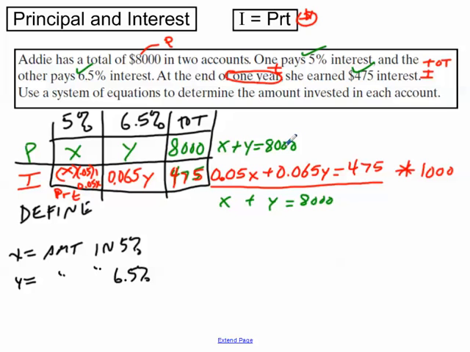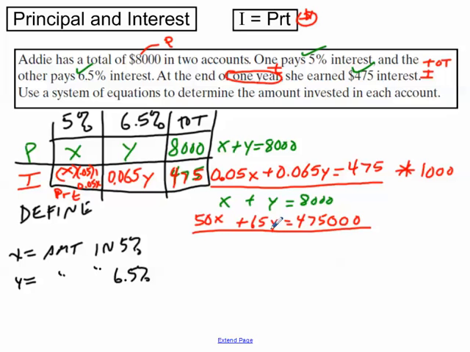Normally I would continue this over here, but I don't have a whole lot of space, so I'm going to continue it down here. In red, multiplying by 1,000, I move the decimal point 3 spots, so I would get 50x plus 65y equals 475 times 1,000, 475,000. And there's our system of equations.